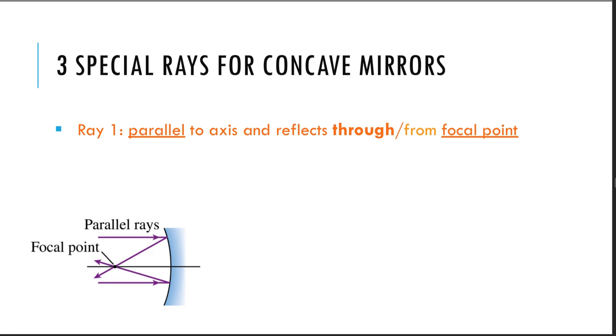So here are the 3 special rays that I like to look at. The first one is going to be parallel to the axis and reflecting through the focal point. Notice that I'm talking about concave mirrors, so I'm using the bolded word here. So this is what we just saw in the previous videos from the definition of the focal point. That parallel ray will always reflect through the focal point.